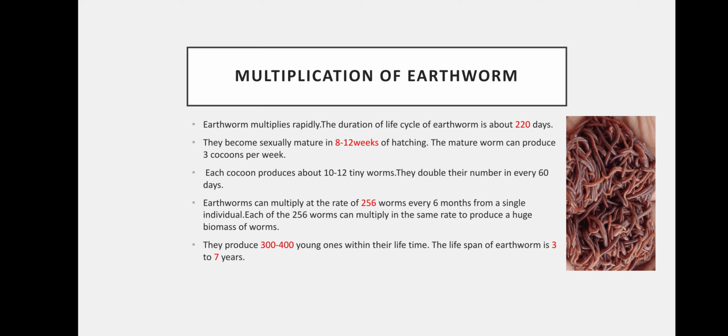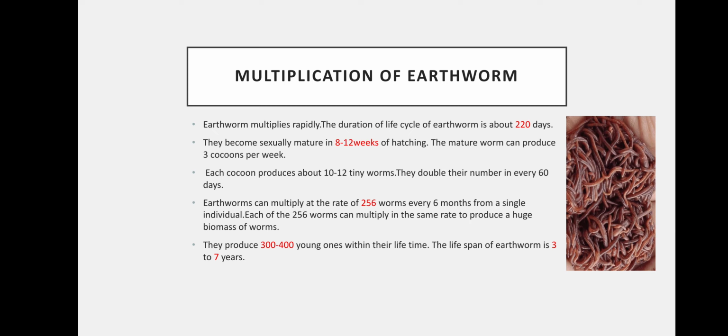Multiplication of earthworms. Earthworm multiplies very rapidly. They become sexually mature in about 8 to 12 weeks of hatching. That is, after hatching, they mature within 8 to 12 weeks. And these mature worms can produce 3 cocoons per week, and each produces about 10 to 12 tiny worms. So the multiplication would be very rapid. They double their number in every 60 days. In every 60 days, earthworm number gets doubled.